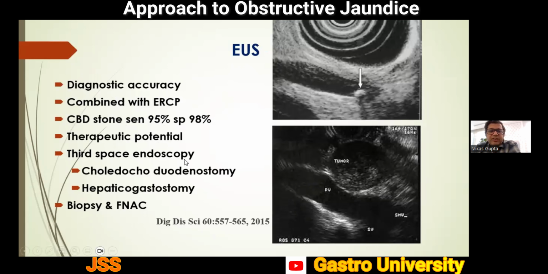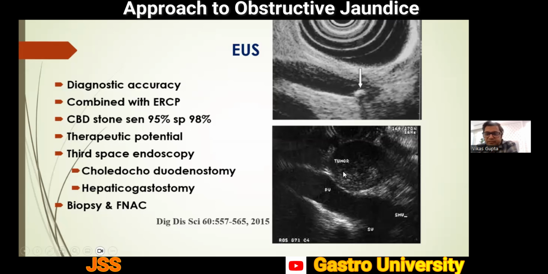And third space endoscopy is also a possibility, made realistic by the use of endoscopic ultrasound. Sometimes patients with a large tumor in the head of pancreas cannot undergo drainage because you cannot see the papilla, you cannot inject, you cannot locate the bile duct. So transduodenal puncture of the bile duct, transduodenal choledochoduodenostomy has been described, and sometimes in patients with hilar block, like patients with CA gallbladder, transgastric drainage into the left duct has also been described with the use of endoscopic ultrasound.